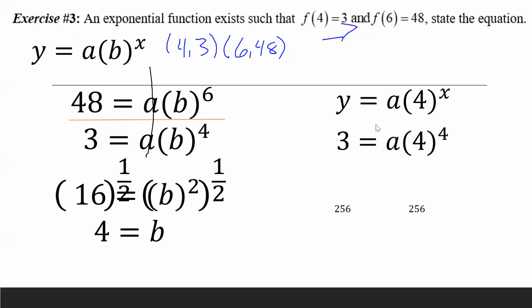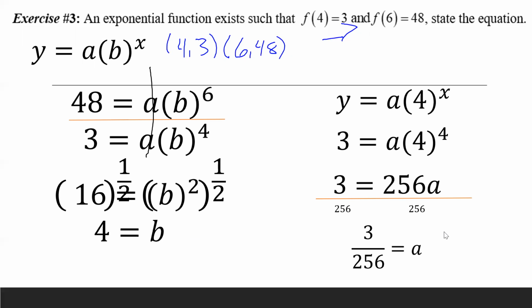Once you have your b value, you're just plugging it in and solving for your a. So I picked my second equation. 4 to the 4th is 256. Dividing both sides by 256, you'd end up getting a is 3 over 256. And there's your final equation. Y equals 3 over 256 times 4 raised to the x.